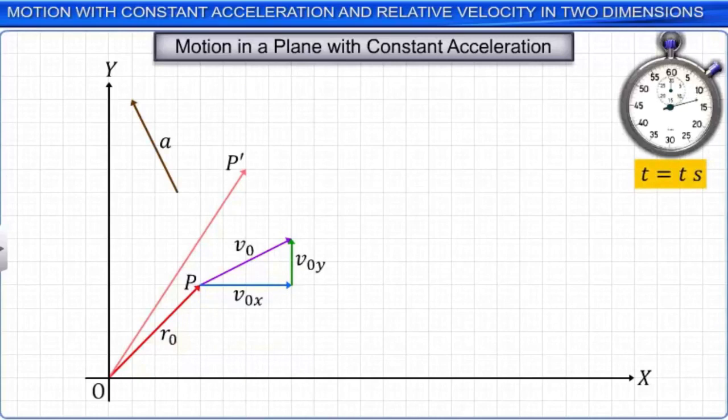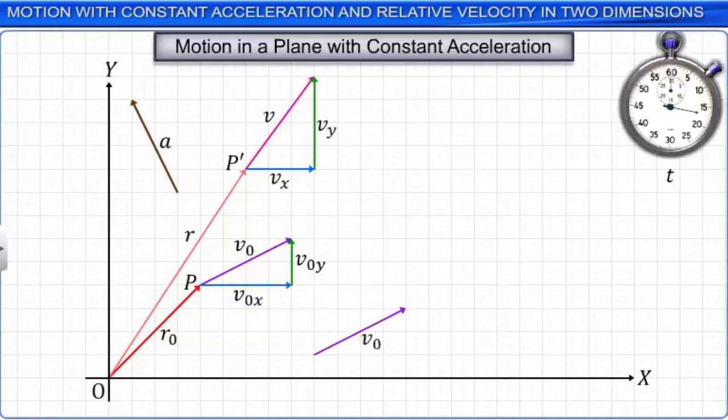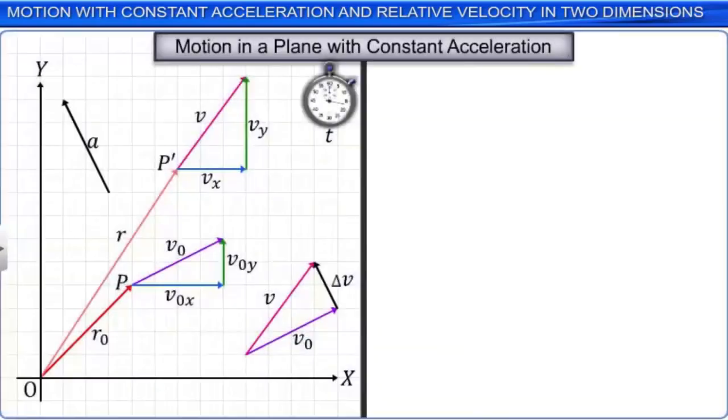Now at time t equal to t seconds, the object is going to reach the position p dash. The position vector of that is r, and the x and y components of the velocity are vx and vy, and the velocity of that is going to be v. So we have two vectors over here, v and v naught, connected by the tails. The resultant of that, the change in the value of that, will give you the resultant direction, and the change in velocity over time is going to be the acceleration, we know. Change in velocity here is v minus v naught, and time is t minus 0.